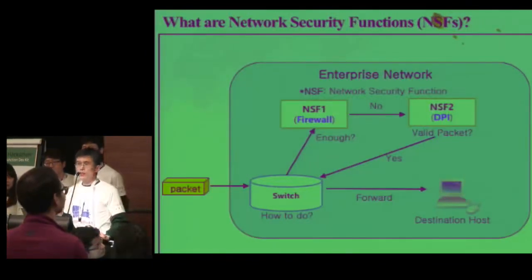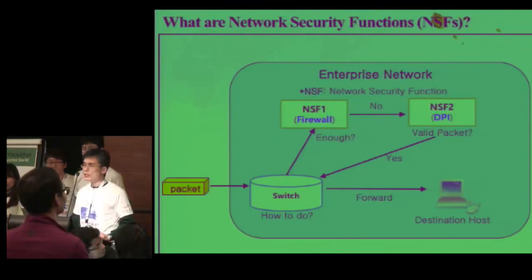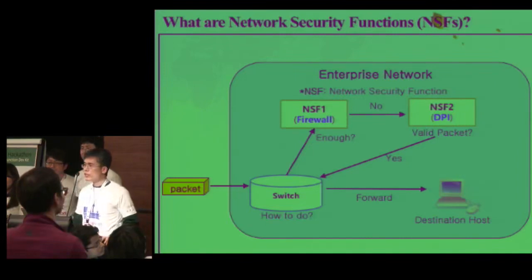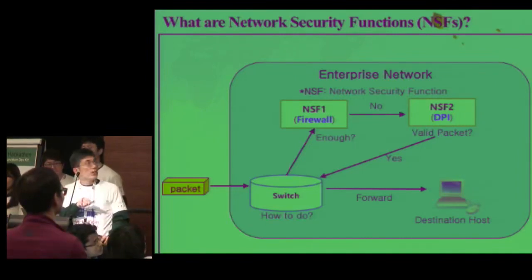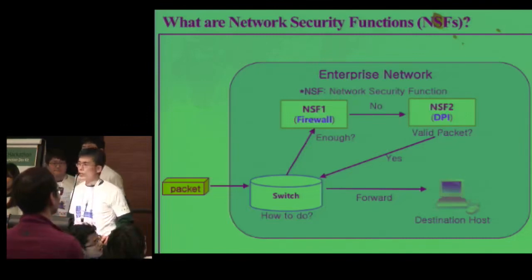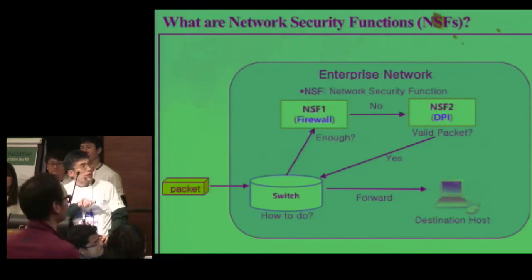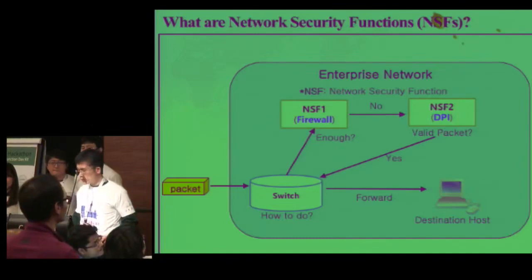Let me quickly introduce what a network security function is. In this figure, a packet comes in to the switch. First of all, it is forwarded to a network security function such as a firewall. Then, if needed, we forward the packet to our DPI, deep packet inspection. If it is a valid packet, it is forwarded back to the switch, and then finally to our destination host. This is a network security function.